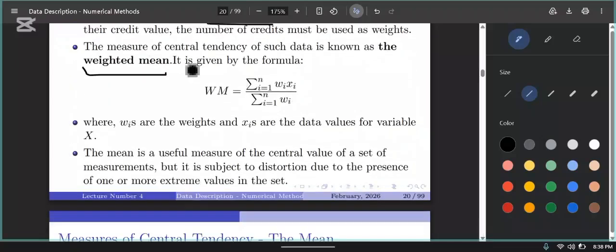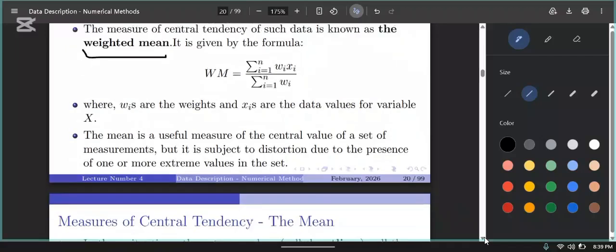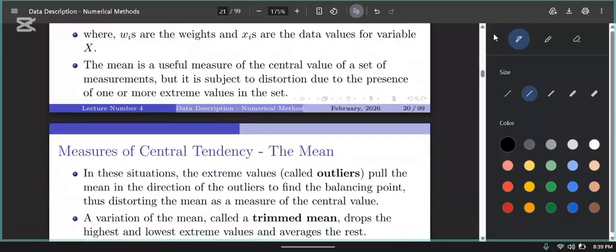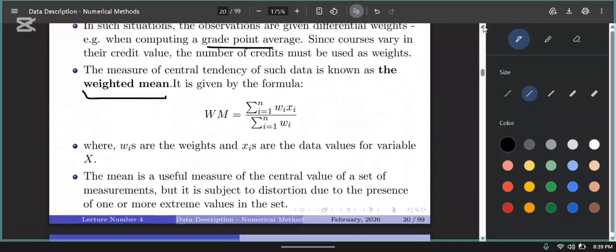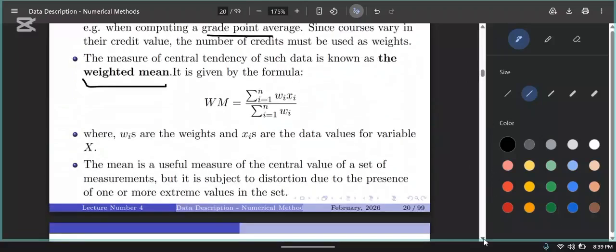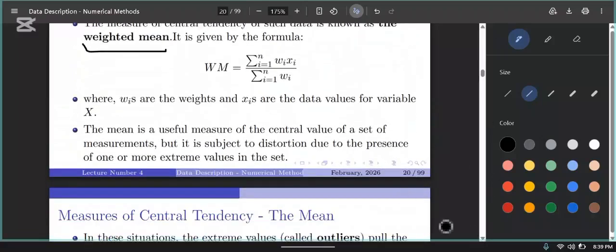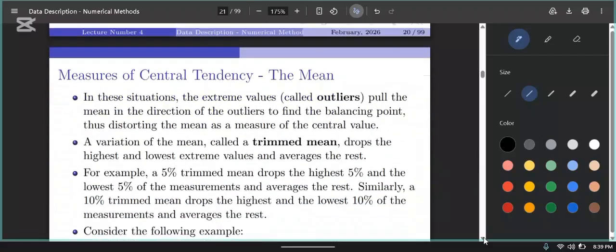So the weighted mean, you are simply multiplying the weight times the value over again to get the mean. So it's similar to calculating the mean, x bar. But it's just one slide. I just wanted you to know. But what is important on the mean is this one here.